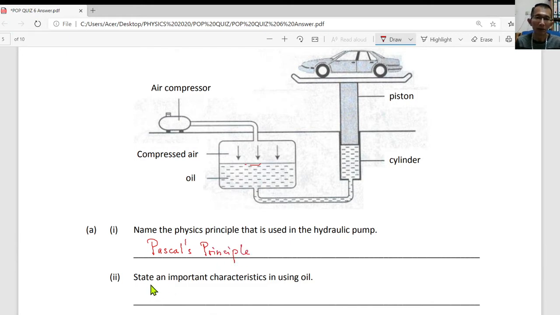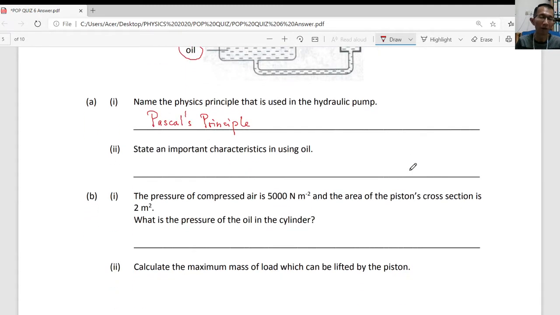Okay, next, state an important characteristic in using oil. Inside here we notice that the system is using oil. What is so special about oil? Remember that the liquid we use in a hydraulic system needs to be something that is incompressible. So one of the important characteristics of using oil is that oil is incompressible, meaning that the oil is not easily compressed.